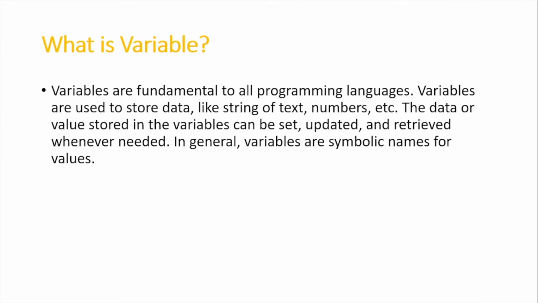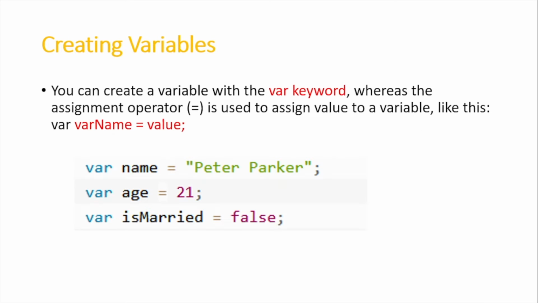And in general, variables are symbolic names for values. So you are just giving a name to a value. For example, there is a value 15, so you are giving a variable name to that 15, so you can access that 15 with that name also. So this is what a variable is.